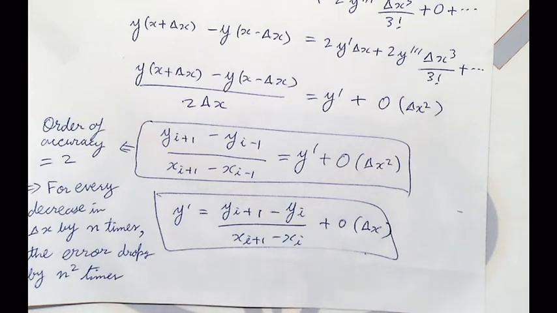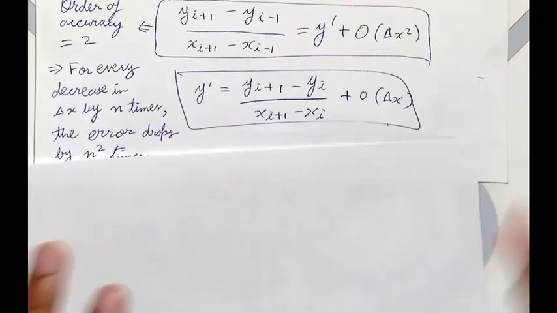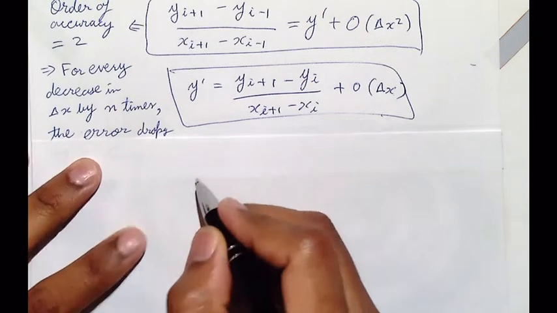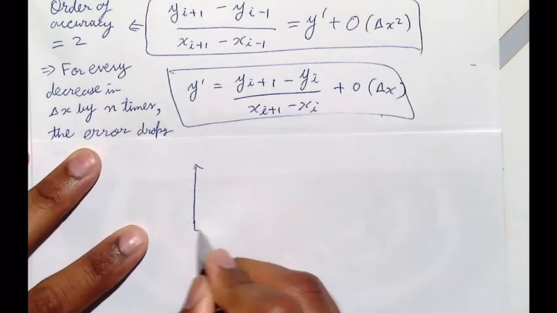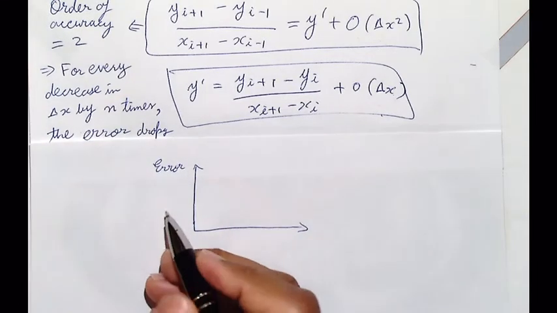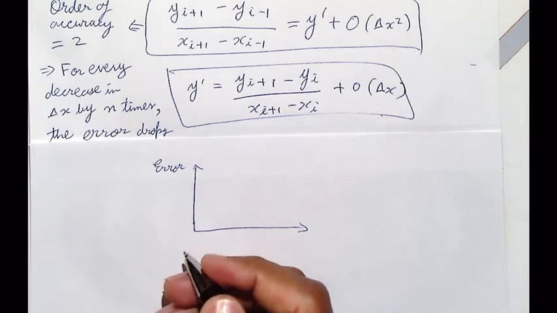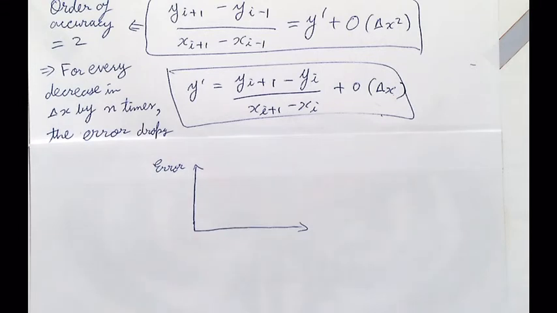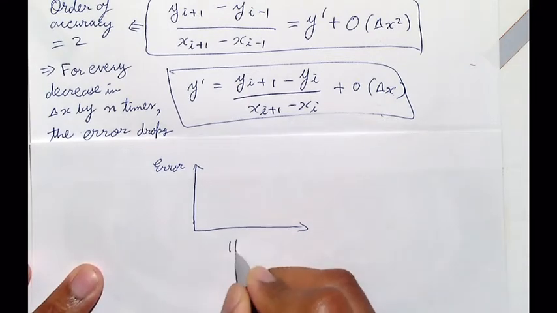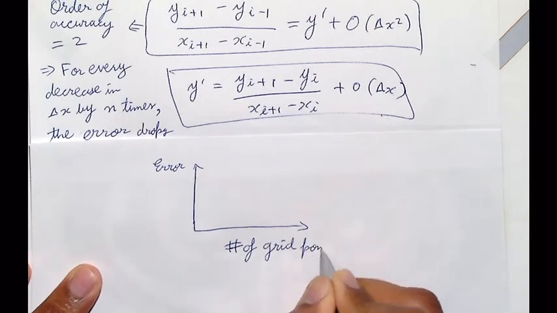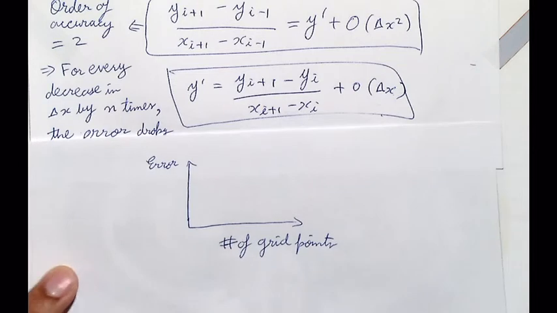If you look at that on a graph, and graphs like this you will make during the project and homework. If we plot the error, and for the simple case we're talking about, the error can just be the analytical derivative minus the numerical derivative. You can take the absolute values, right? That's one possibility of depicting error. And if we plot it against number of grid points, what will it look like?